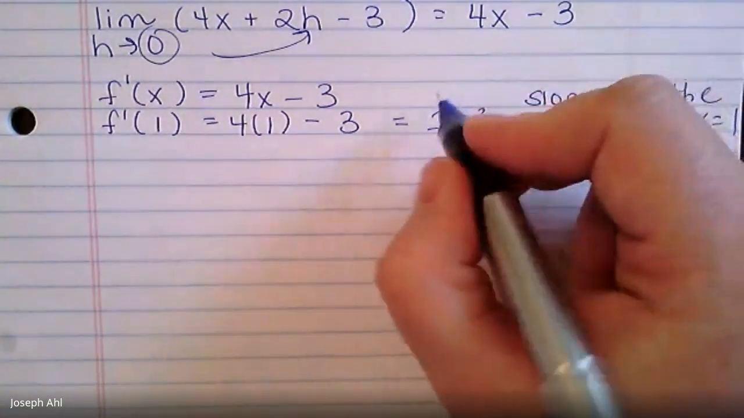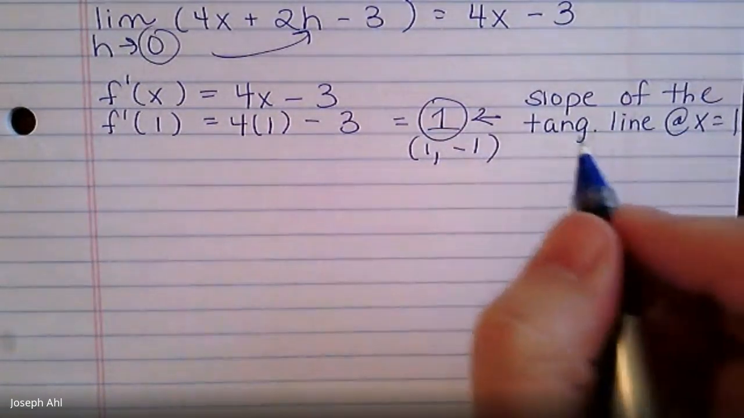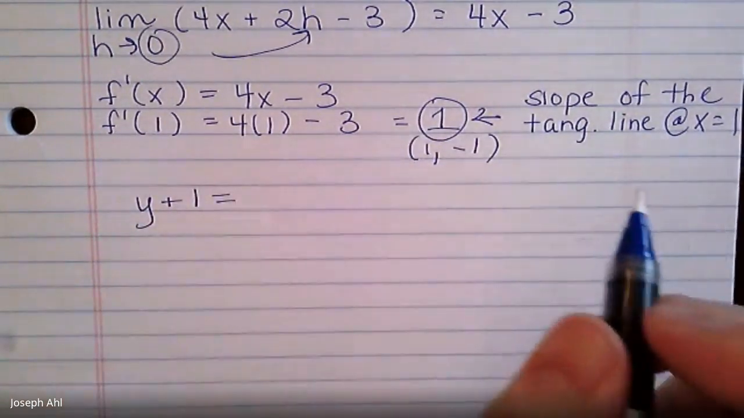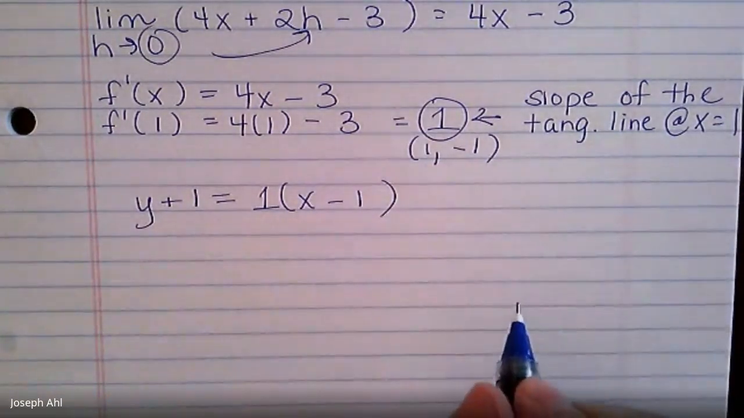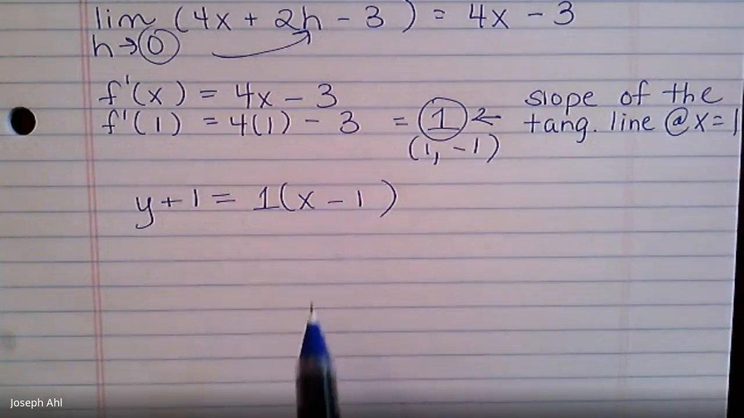So using this slope and the point (1, -1), you're going to write the equation y plus 1 equals my slope of 1 times x minus 1. So we're using point-slope form, just like we saw in Limit Apps Day 1, to be able to write that equation.